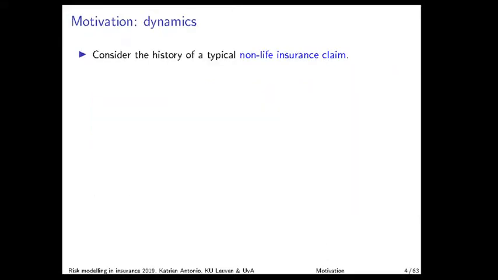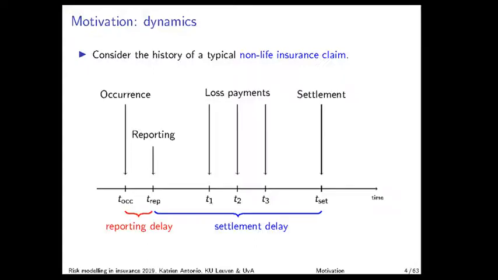So in this video, you will study the lifetime or the development of a typical non-life insurance claim. And you should picture this development as follows. An accident or an insured event occurs at time point T-occurrence. It is reported to the insurance company at a time denoted as T-rep, where rep is for reporting. And that reporting takes place after some delay, the reporting delay.